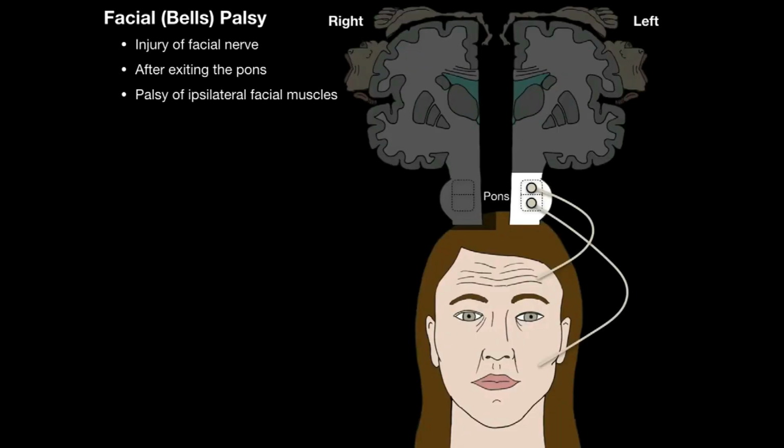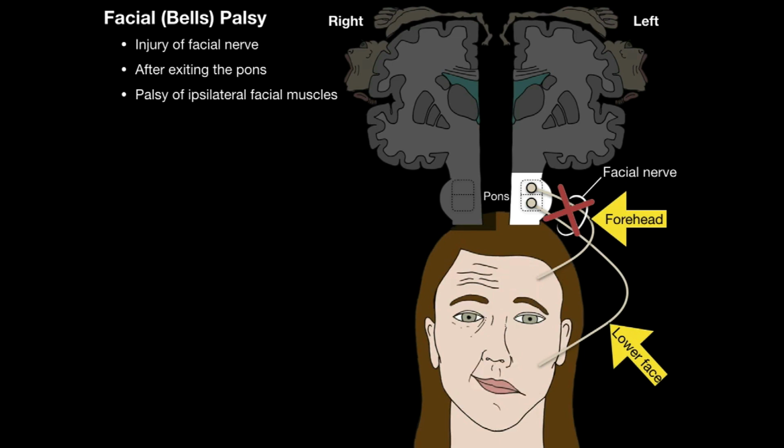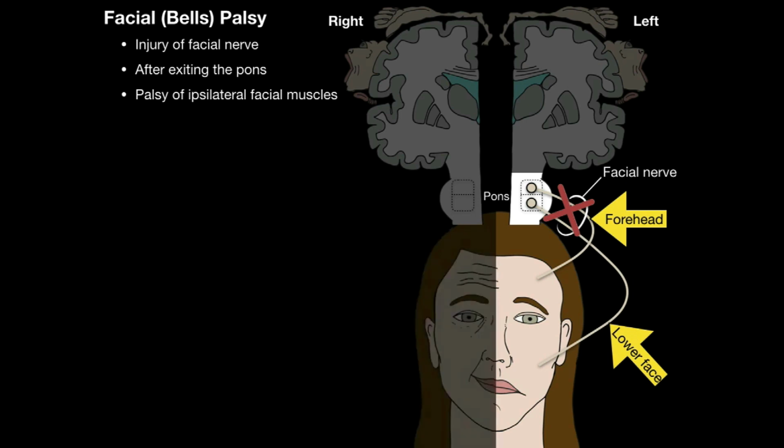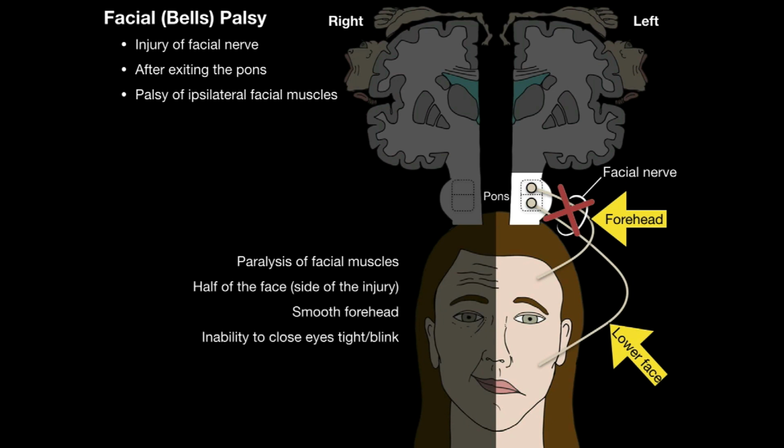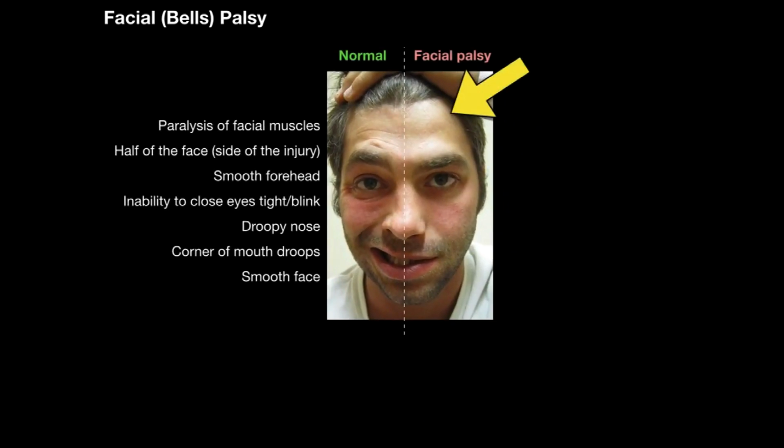All right, so let's do it again, except with this picture. This picture is showing the facial nerve, and those axons are all part of the facial nerve, which if we then injure, you denervate both axons going to muscles of the forehead and the lower face, and that results in complete paralysis of the facial muscles on that side of the lesion. So, half of the face is paralyzed or weak on the side of the injury, and that results in a smooth forehead, inability to close eyes tight or to blink, a droopy nose, the corner of the mouth drops, and there's a smooth face. So here's a picture of a patient, and let's do the same thing.